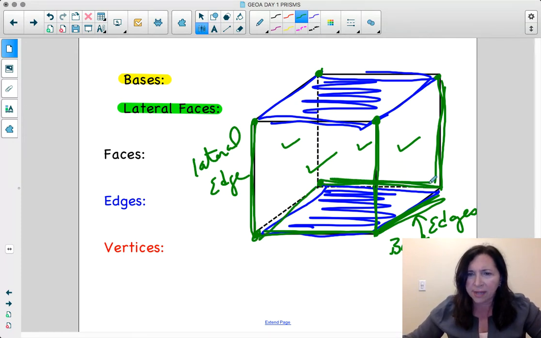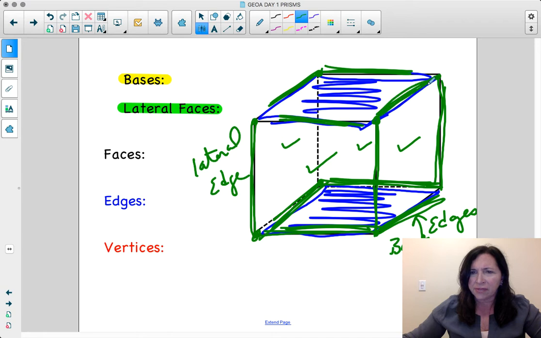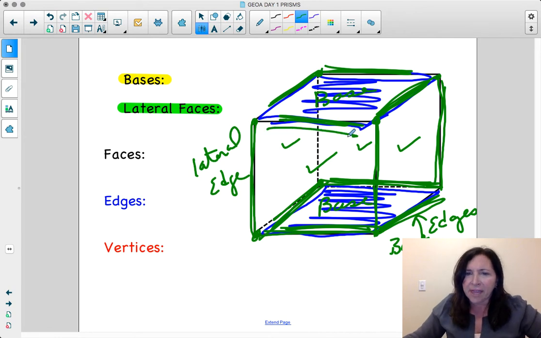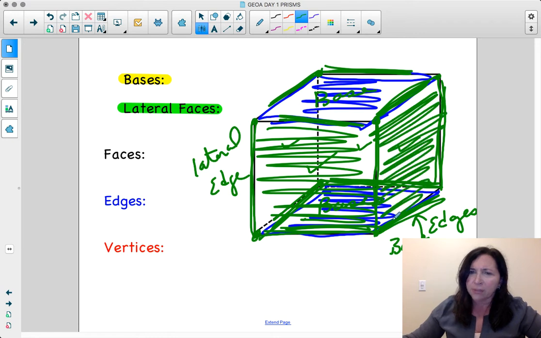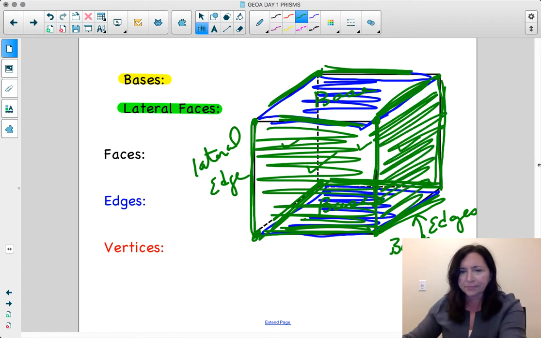This right here is a base edge, base edge, base edge, which basically means this is my base and this is my base. So those are base edges. So again, a face is this in front. That's a face. Okay. These going around are called lateral faces.